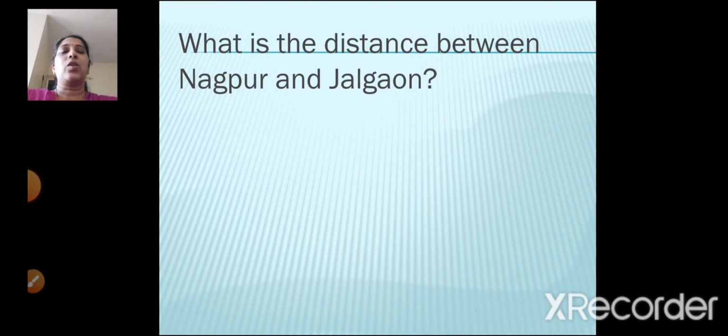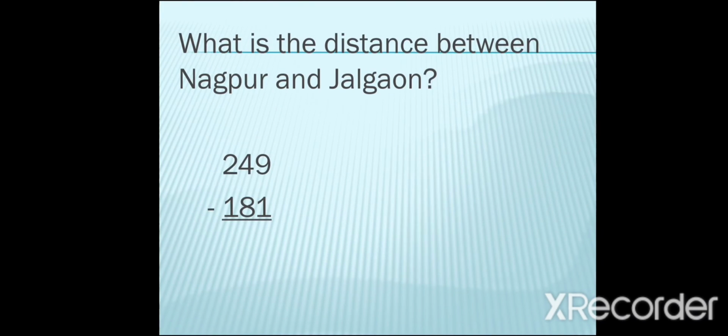Now the second question. What is the distance between Nagpur and Jalgaon? Again we have taken 2 different places. So again we are going to find out the distance. So we are going to carry out subtraction. So Nagpur is how much? 249 km and Jalgaon is 181 km. So again we will carry out subtraction.